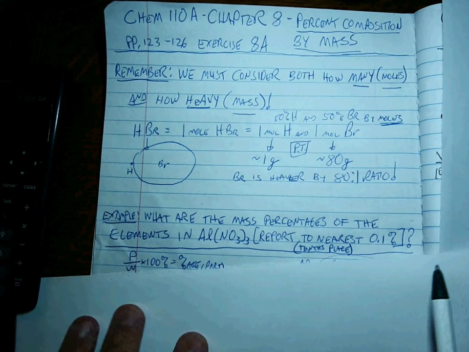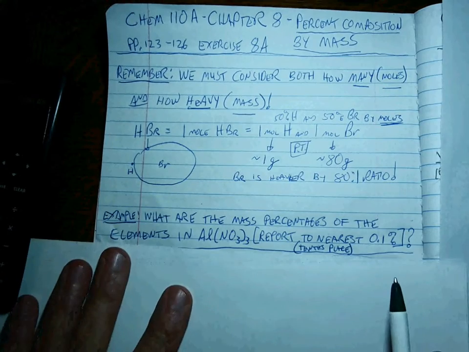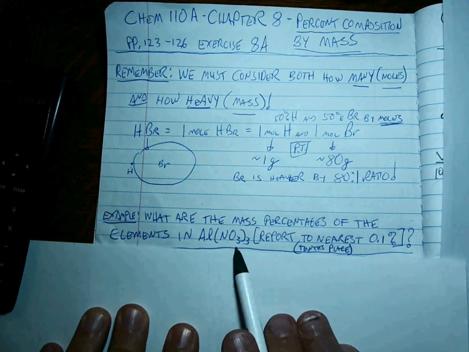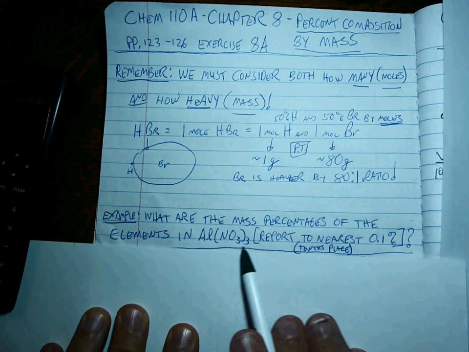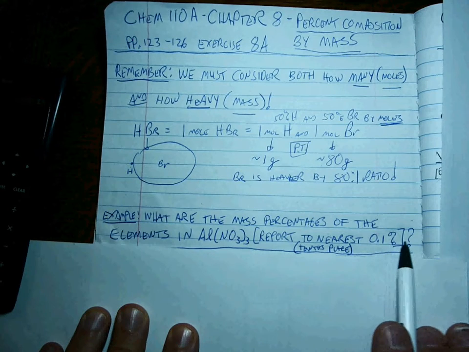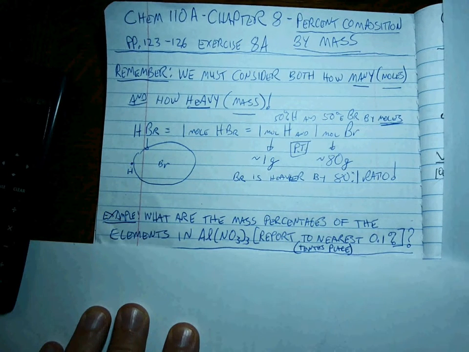So here's the problem for you to try. What are the mass percentages of the elements in aluminum nitrate, Al(NO3)3? Report the answer to the nearest 0.1%, or to the tenths place. So hit pause, give it a go, come on back, and then we'll see how you did.